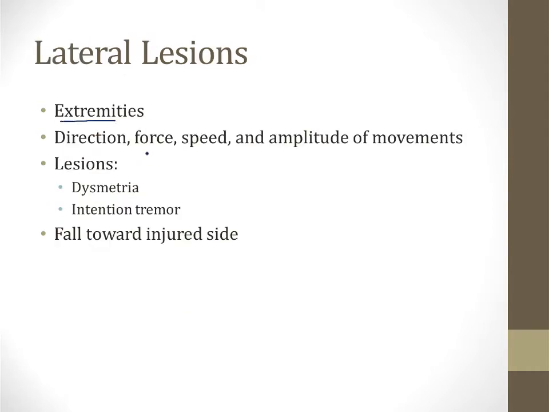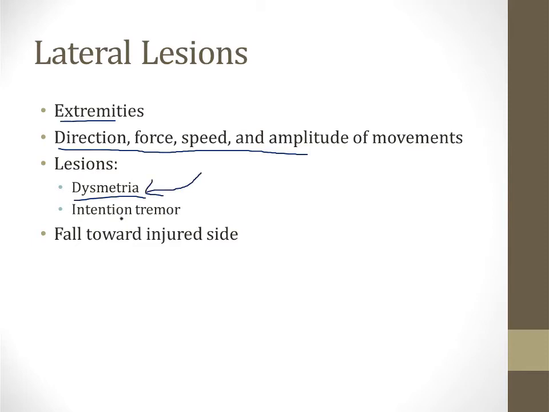They affect the direction, force, speed, and amplitude of movements. These are the things that the cerebellum modifies. So lesions can present as dysmetria. This is where a patient cannot control precisely a movement. For example, if you ask a patient to touch their nose and then touch your finger over and over again, they will miss your finger. That is evidence of dysmetria, which can be seen in lateral lesions.